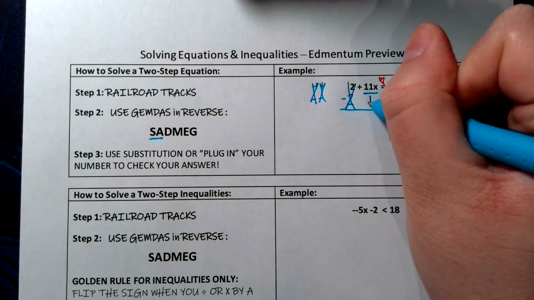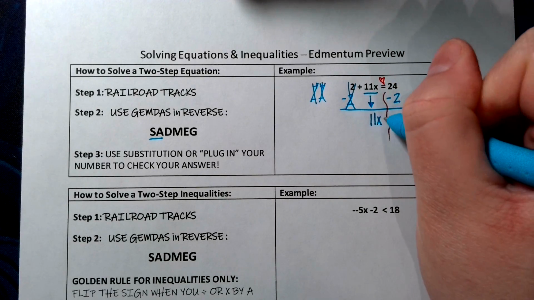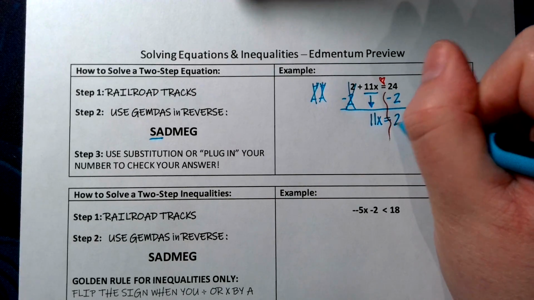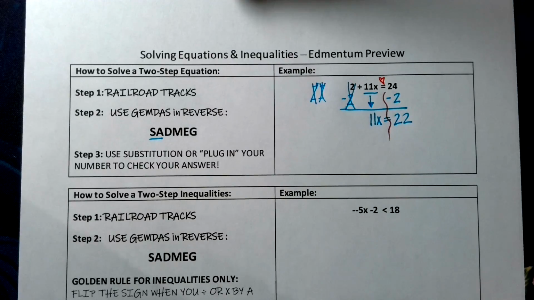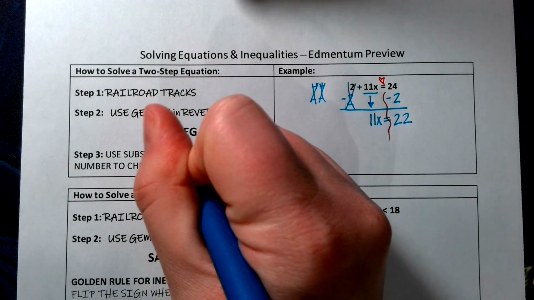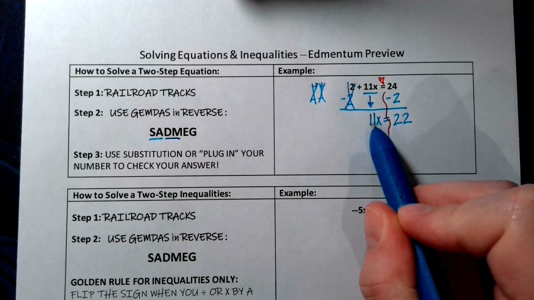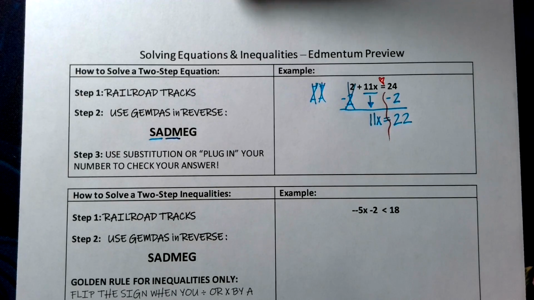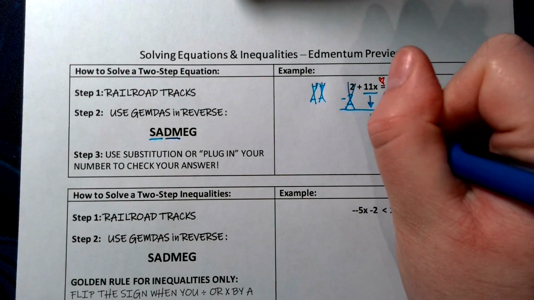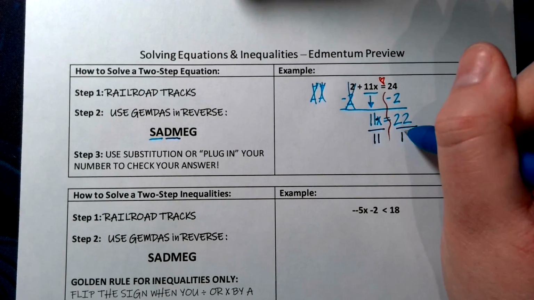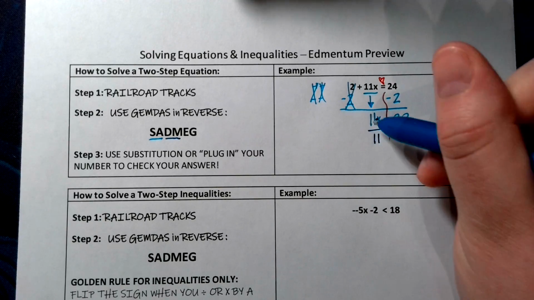So then I have to bring down this 11x for this side. Then 24 minus 2 is 22. Then I go on to my division and my multiplication. When they're side by side like that, what operation is it? That's multiplication. So the opposite would be division. So I have to divide both sides by 11.